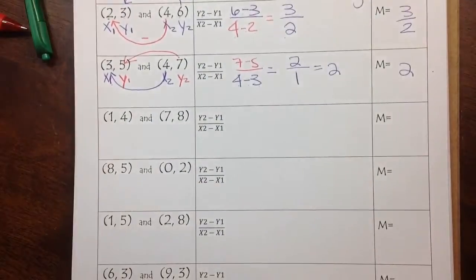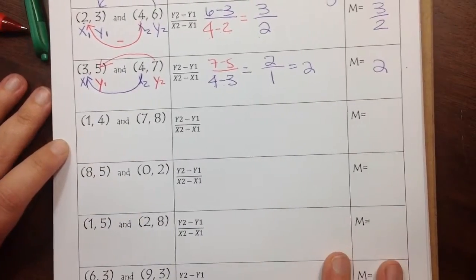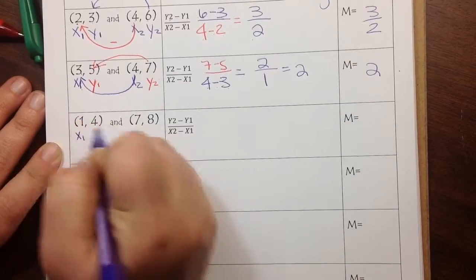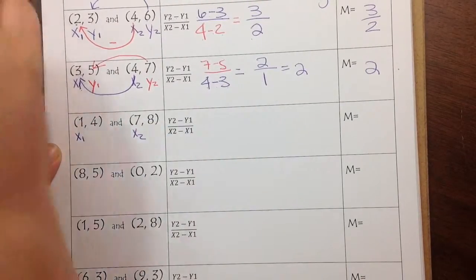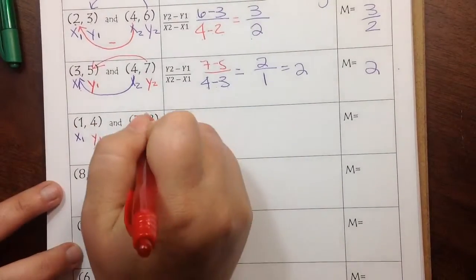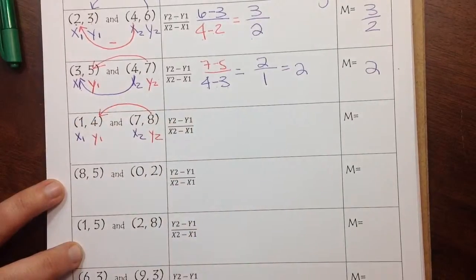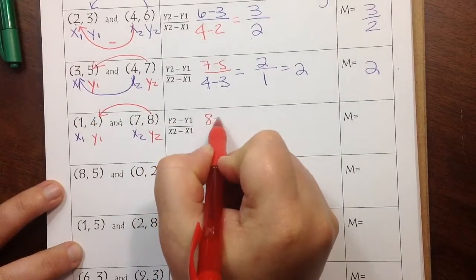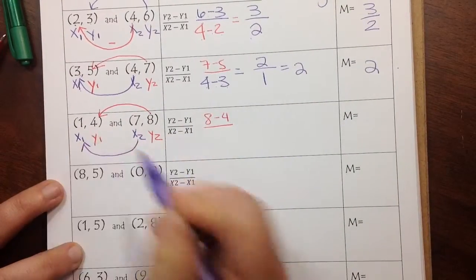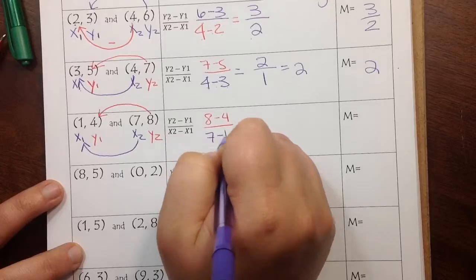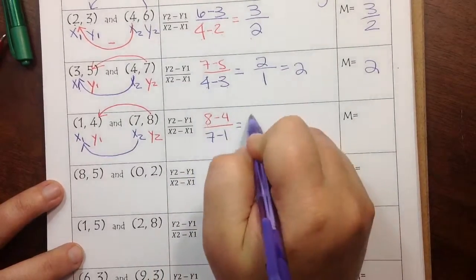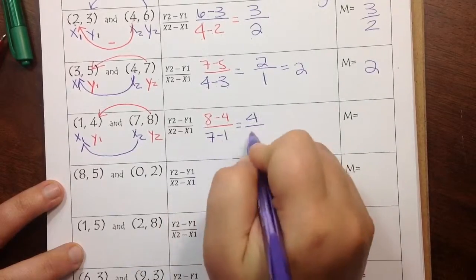Alright, let's do a different one. So right now I have 1, 4, and 7, 8. Again, I'm going to label x1, x2, y1, y2. y2 is going to subtract y1. So 8 minus 4 over x2 minus x1. So that's 7 minus 1. I'm just going to work it out. 8 minus 4 is 4. 7 minus 1 is 6.